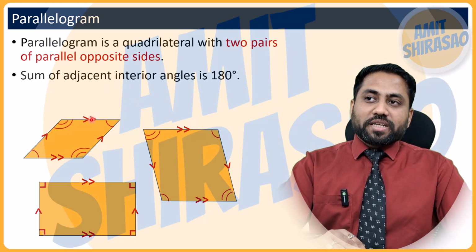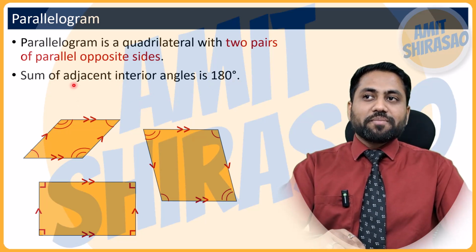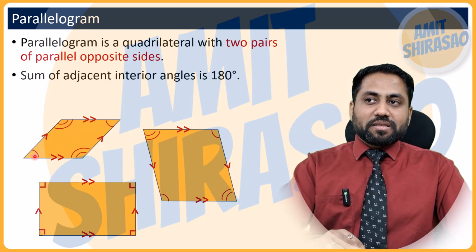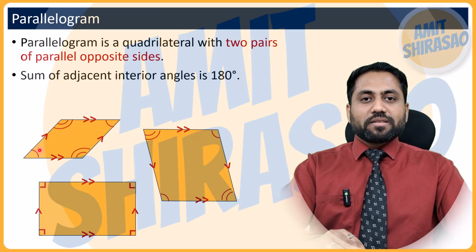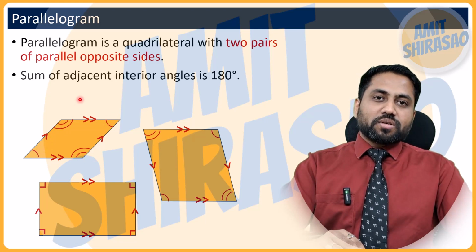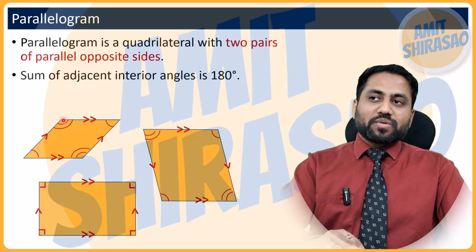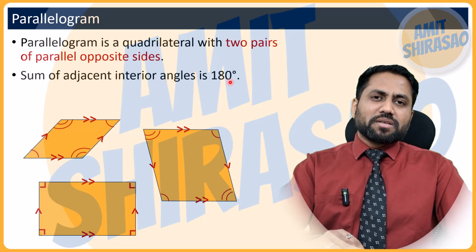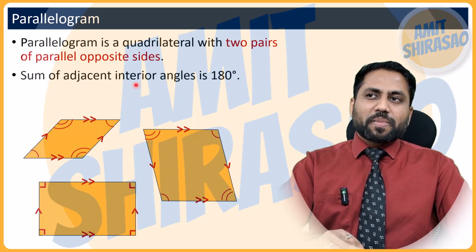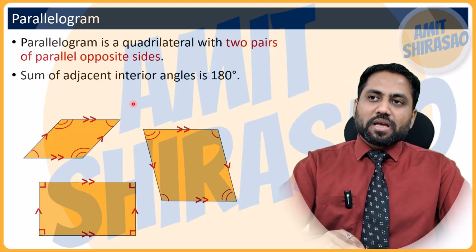So the addition of co-interior angles is what? 180 degrees, and that's why in a parallelogram, these are interior angles, but you don't call them co-interior angles, you call them adjacent interior angles, and that's why their sum is 180 degrees. I think this can also be called co-interior angles of a parallelogram add up to 180 degrees. So either you call them adjacent interior angles or co-interior angles.